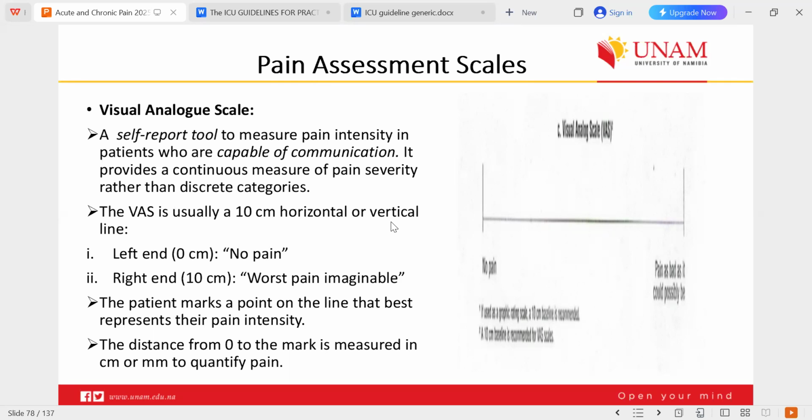Okay, so the VAS scale is usually a 10 centimeter horizontal or vertical line. Note that there are no numbers here. On the left side, no pain. On the right side, worst pain imaginable. So you ask the patient to mark on the line what best represents his or her pain intensity. Note that the distance from 0 on the left side to the mark can be measured in centimeters or millimeters to quantify the intensity of pain.